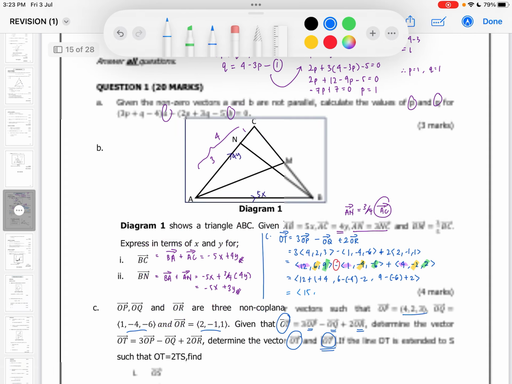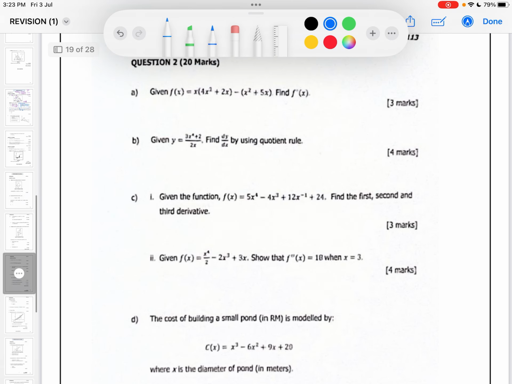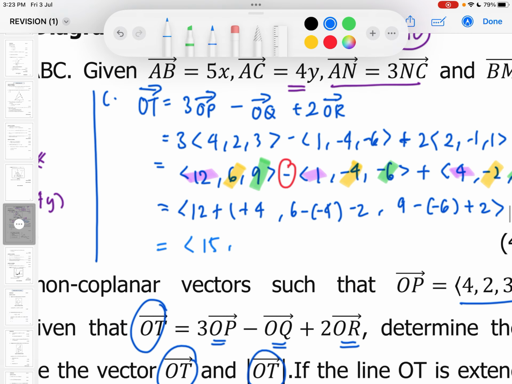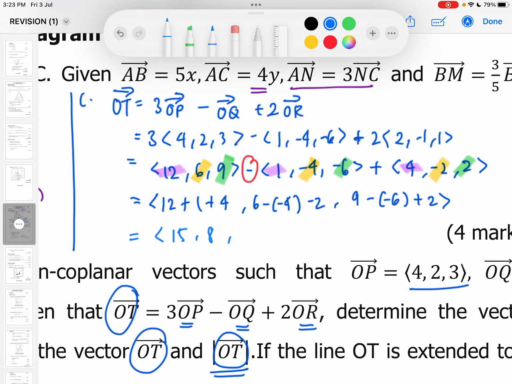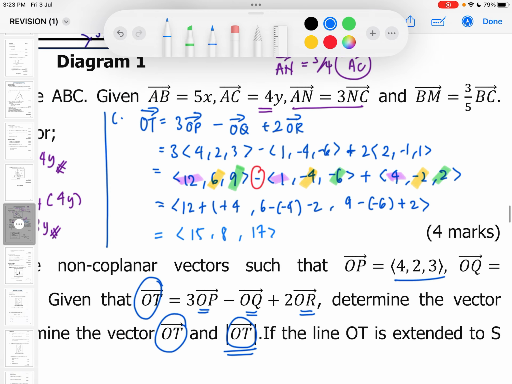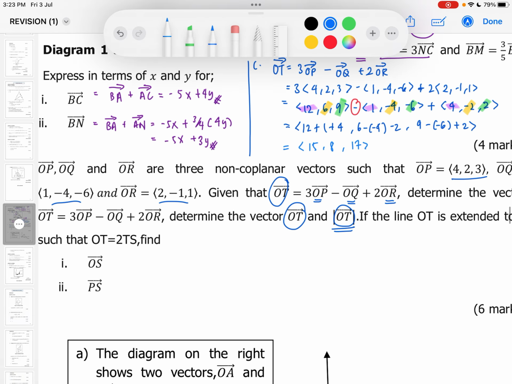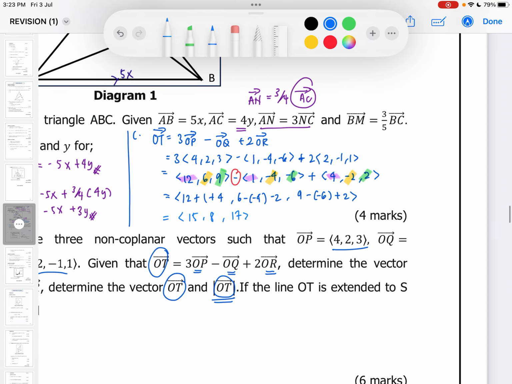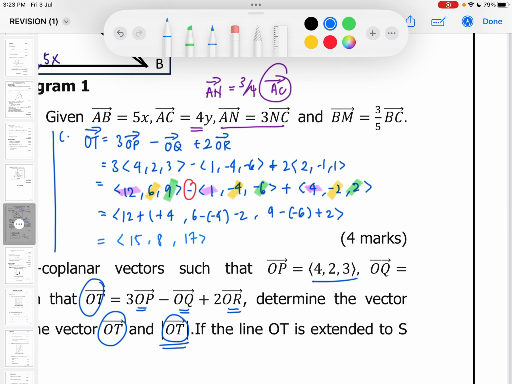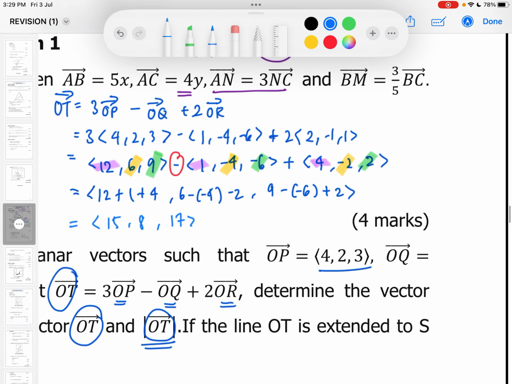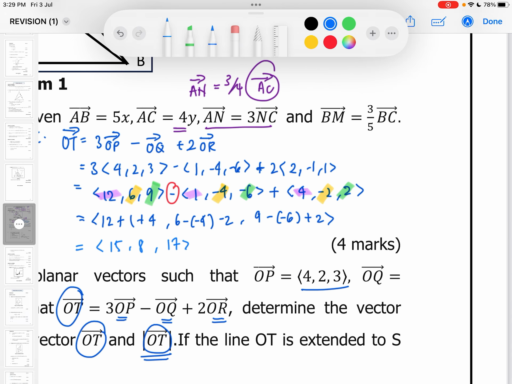10. Oops. Oh my. Just jumped down there. Okay. 15 and then 10 minus 2, 8. 9, 15, 17. Okay, so this is OT. Now that we already have OT, we have to find the magnitude of OT. So I'm just gonna do it here. Okay, so right, the magnitude of OT.